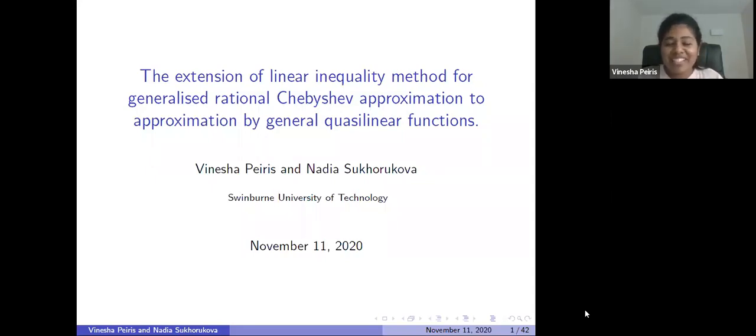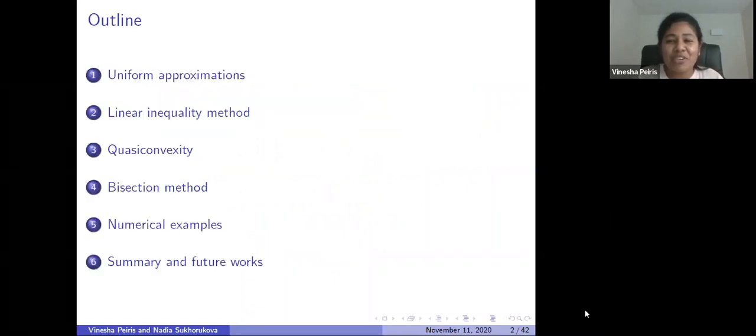Since my topic is longer than usual, I will break things down for you. I will first talk about uniform approximations, the approximations in uniform norm. Then the linear inequality method, one of the oldest but simplest methods developed for rational approximations in Chebyshev norm. And then we have the bisection method.